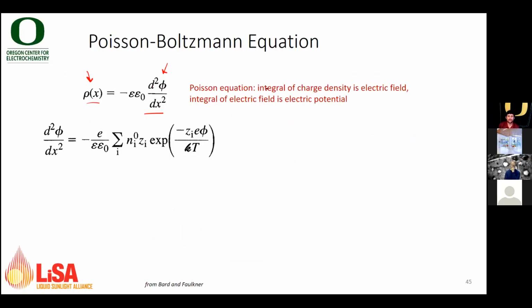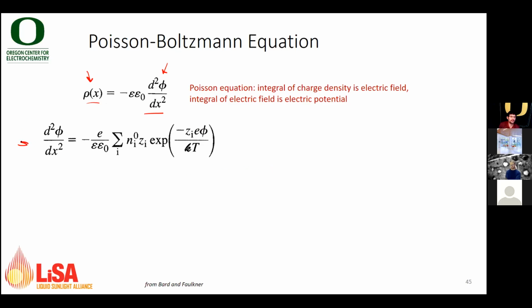You can think about this as what you typically learn in freshman physics, right? If you take the integral of charge density, you get the electric field. The integral of the electric field is the electric potential. That's kind of what this is saying. If I integrate charge density twice, I get potential. That's all this is saying.